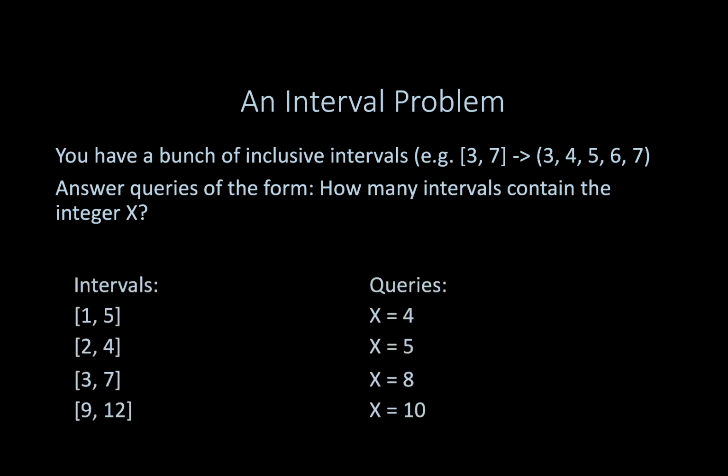So here's an example list of some queries and some intervals, and I'll go through one of the queries for you. For example, when x equals 4, we can see that the first 3 intervals all contain the integer 4, because 4 is between 1 and 5, it's between 2 and 4, and it's between 3 and 7. However, it is not between 9 and 12, so the answer to this query would be 3, because there are 3 given intervals which contain the value 4.